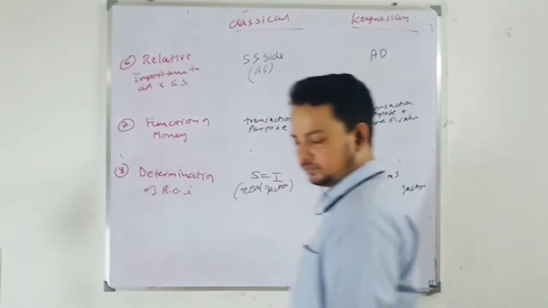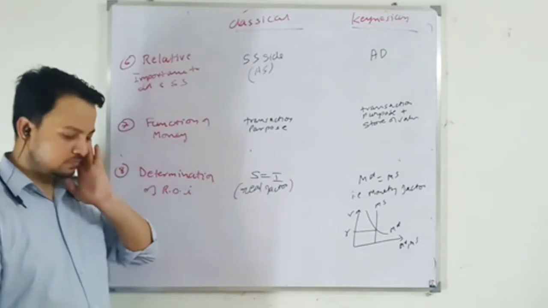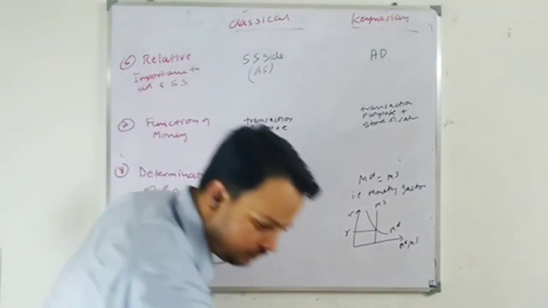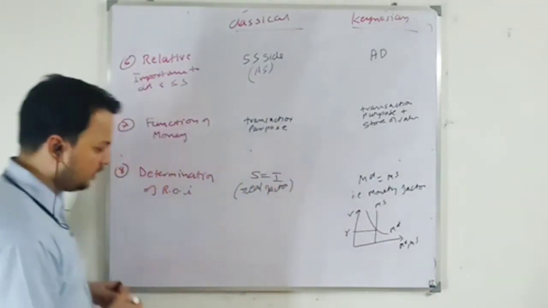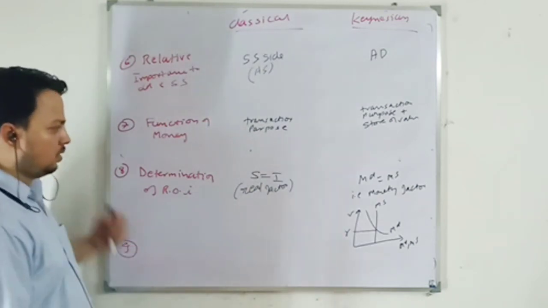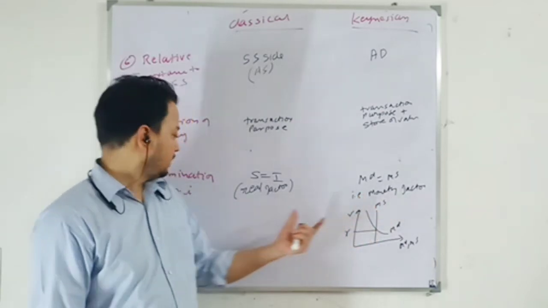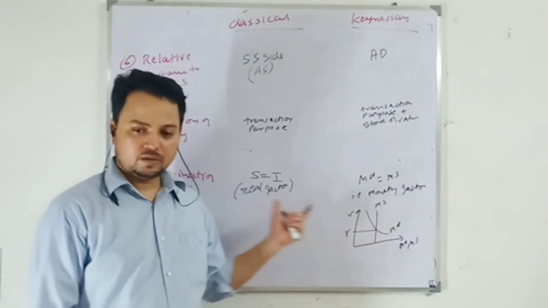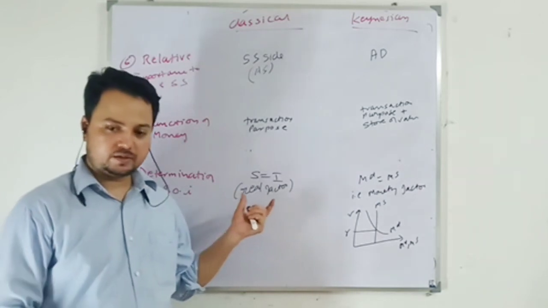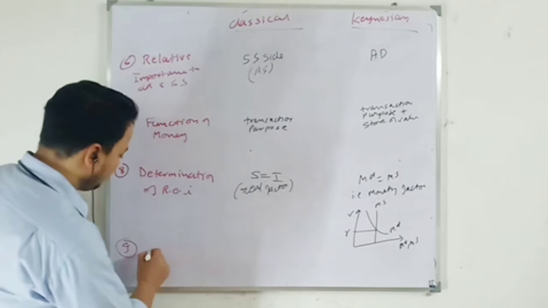Done. Next, saving and investment. Or you can just remember, here the rate of interest is determined by a monetary factor, here the rate of interest is determined by a real factor. That is sufficient. Saving and investment.